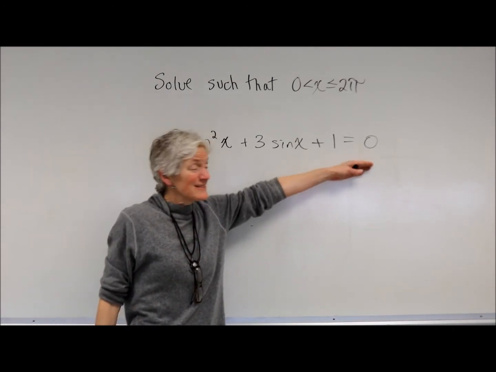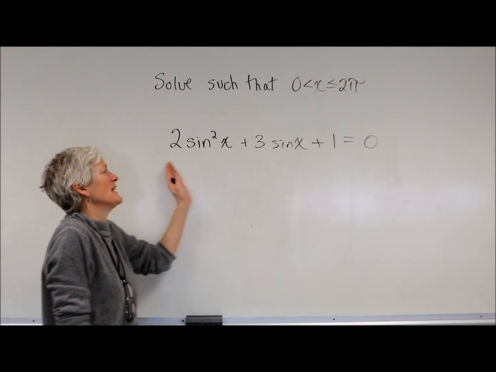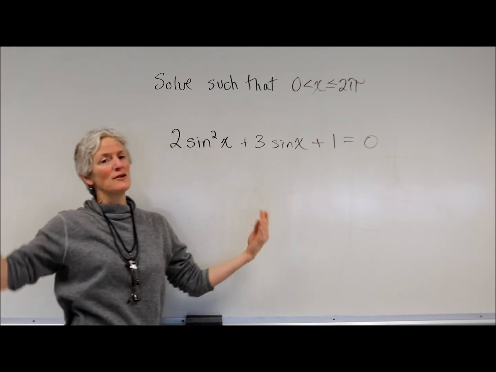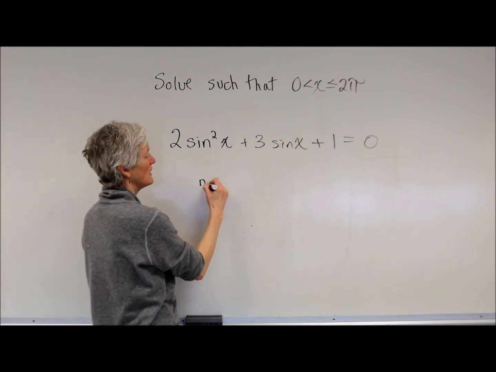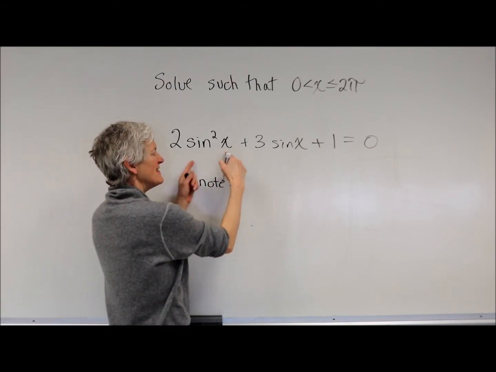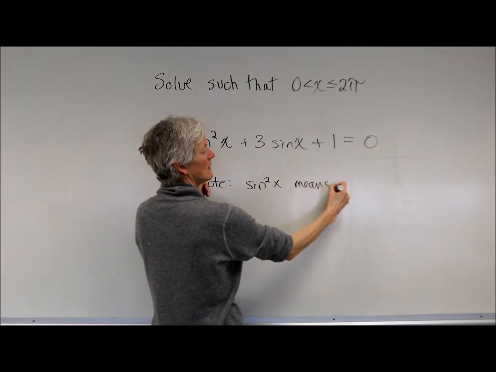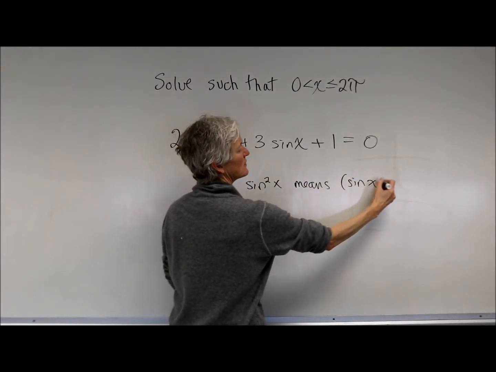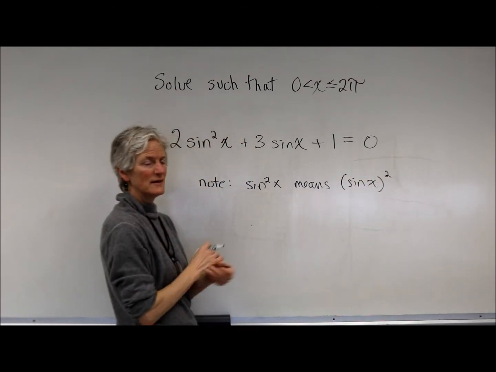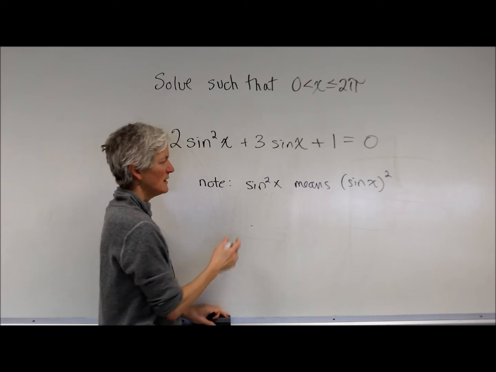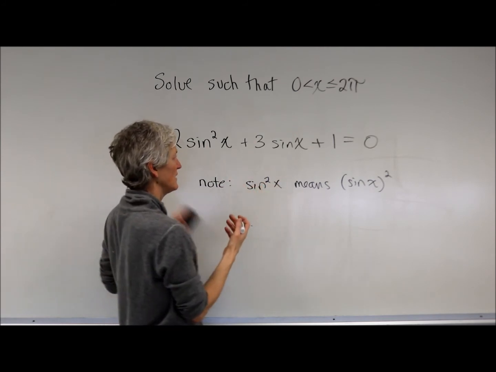Hey, this is a trig equation, but what kind of trig equation is it? It's a quadratic. And just so you know, this notation means sine of x quantity squared. Yes, that's key. That's just how we write it. It could be for tan or cosine or whatever.